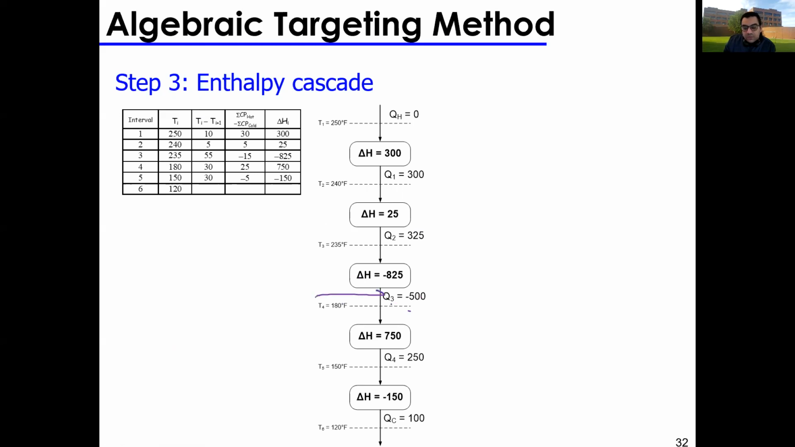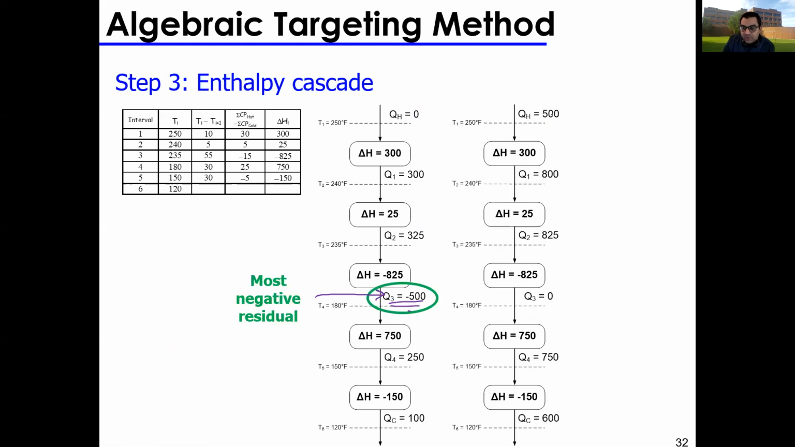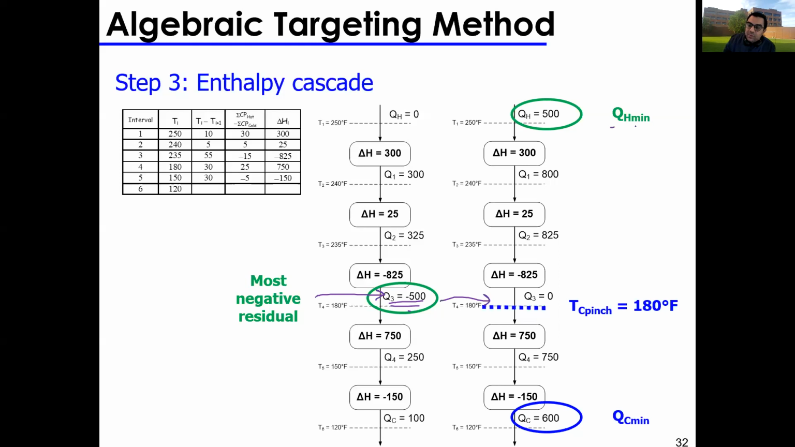Once you find this most negative heat, I'm going to add energy at the top so that this point is 0. So in this case, it was minus 500. I added 500 at the top so that this point moves from minus 500 to 0. And once you do this, this point becomes your pinch point. So this is your cold pinch, 180. And your minimum heating utility is how much heat you add at the top. And your minimum cooling utility is how much heat remains at the bottom.